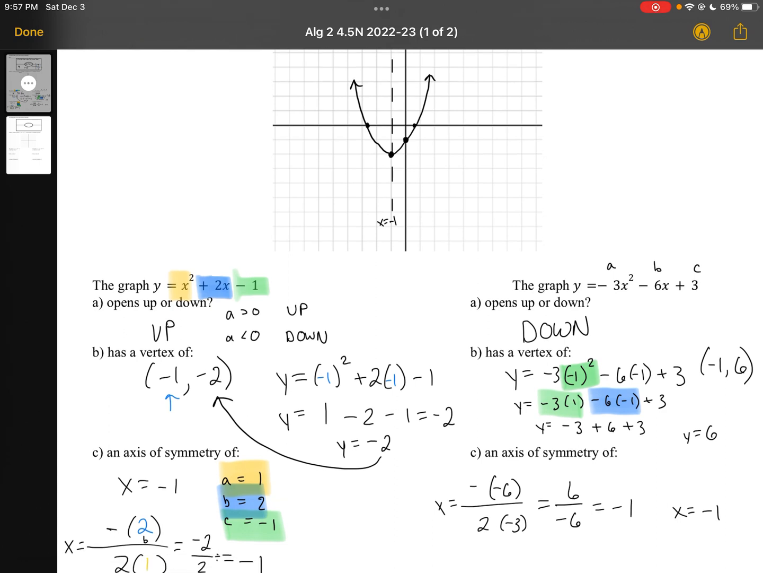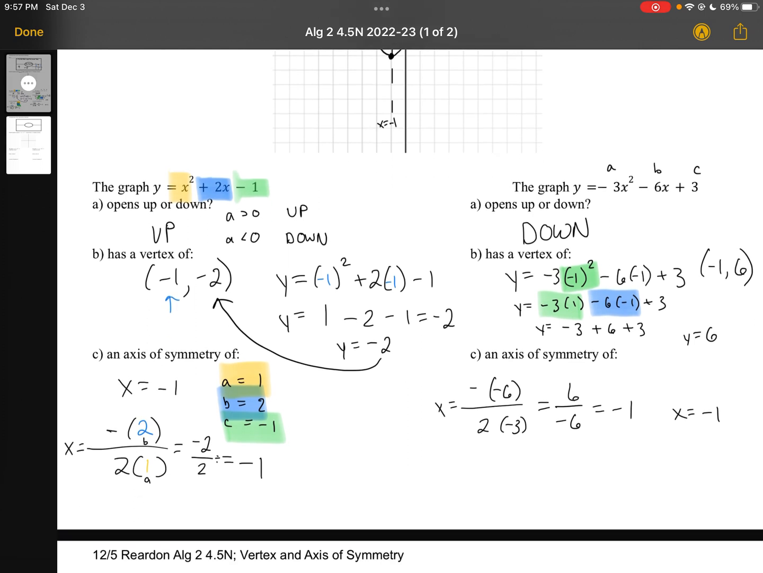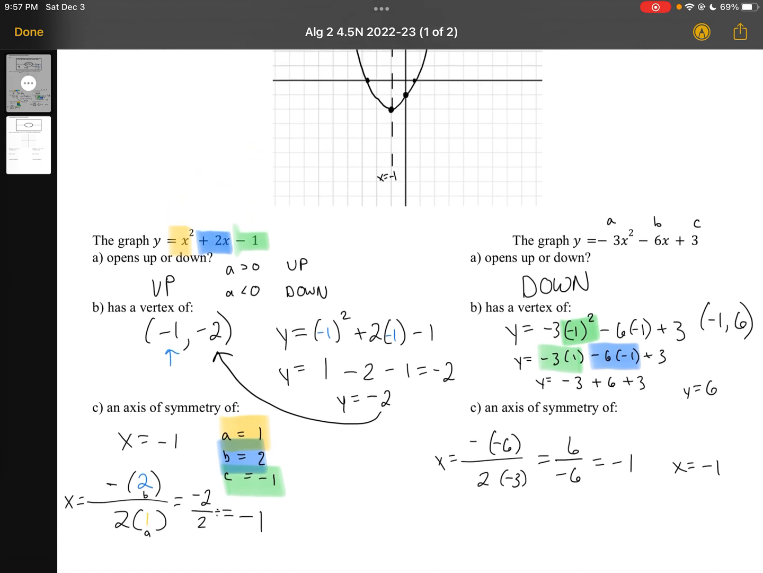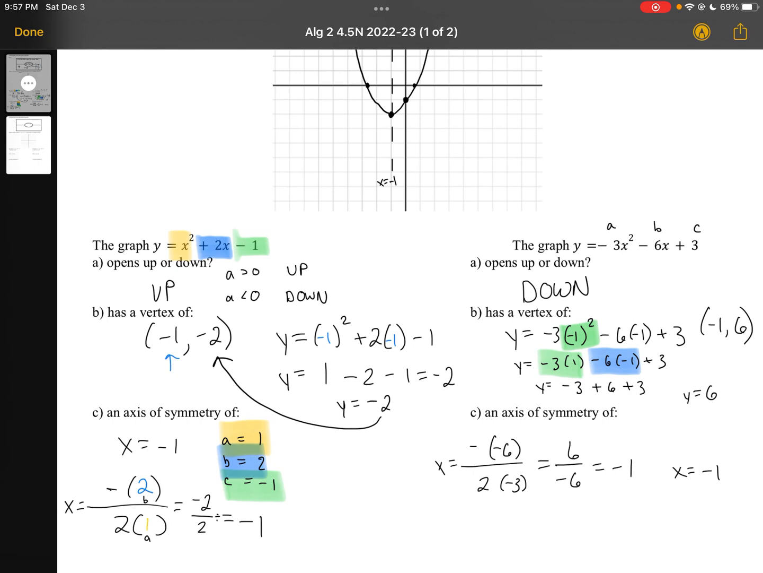So all of our calculations work, which is great. So that is how we do it in standard form. And that is one of the ways that we can graph a parabola.